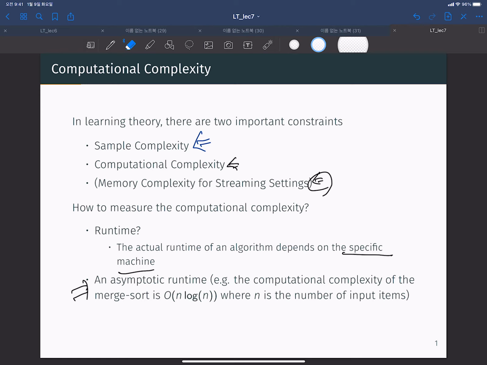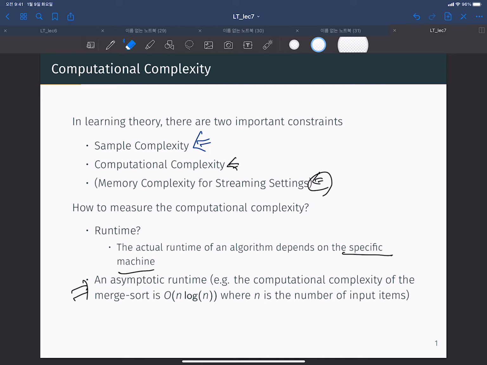Usually the required training time increases as 1 over epsilon increases, or 1 over delta increases, or the sample size n increases. So we want to find the runtime growth speed according to such parameters n, 1 over delta, and 1 over epsilon. That is called an asymptotic runtime analysis. For instance, the computational complexity of merge sort is n log n.